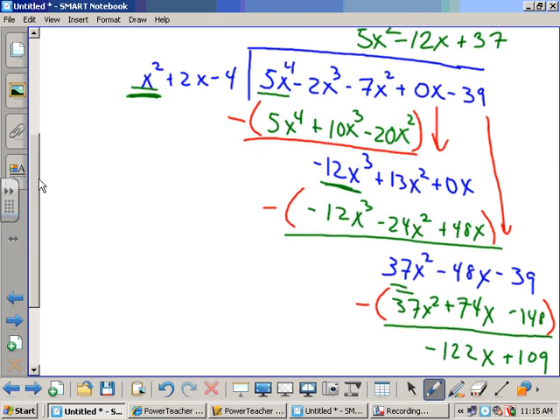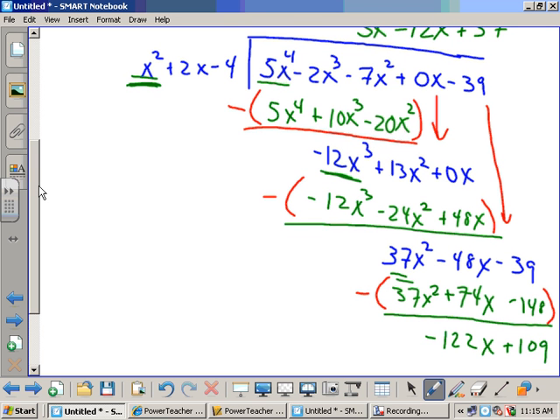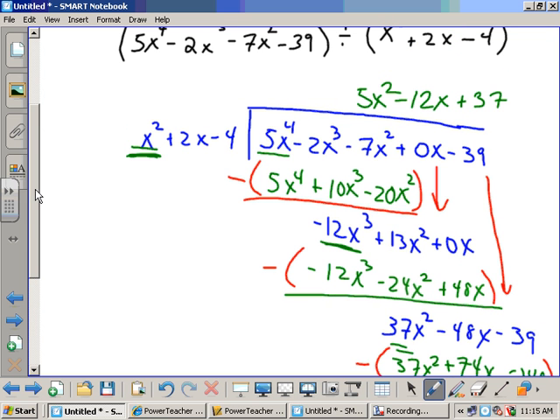At this point, there's nothing we can multiply x squared by to get 122x. So that becomes our remainder, negative 122x plus 109, all divided by x squared plus 2x minus 4.